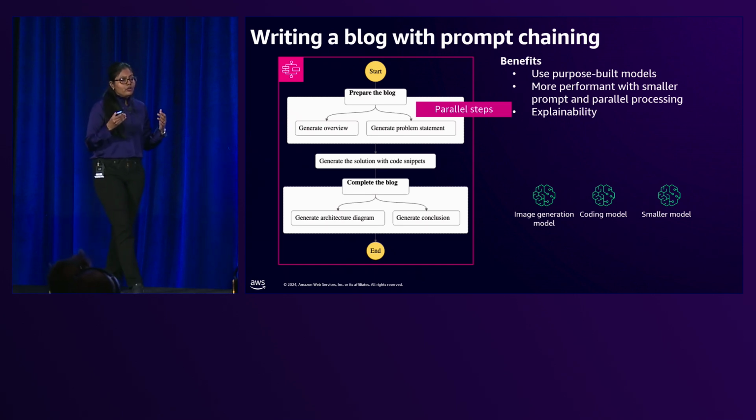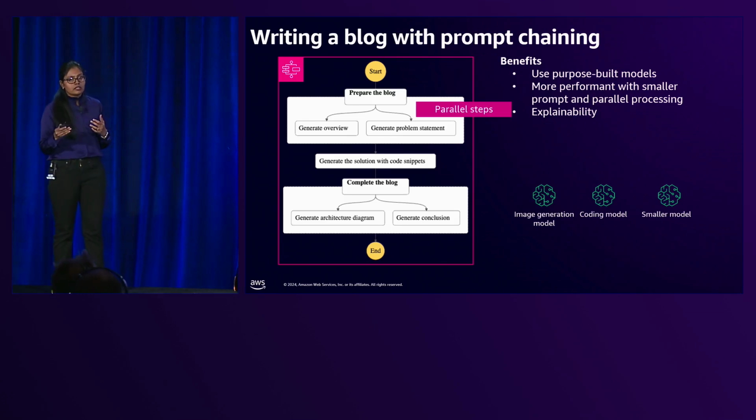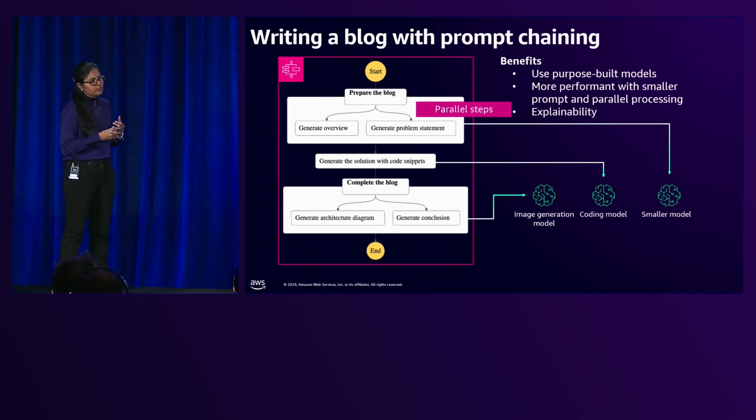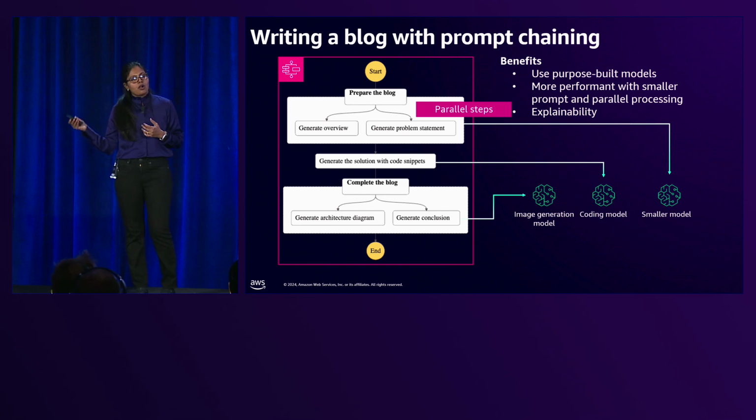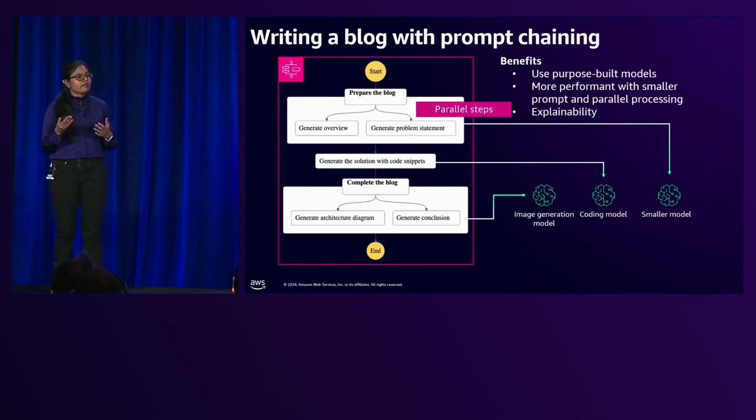Because now you have purpose-built prompts, you can also use purpose-built models. For example, to generate code for your blog, you can use a model that is trained for code generation. Because you're using purpose-built models, your model could be inside AWS, outside AWS. Maybe it could be a private API.